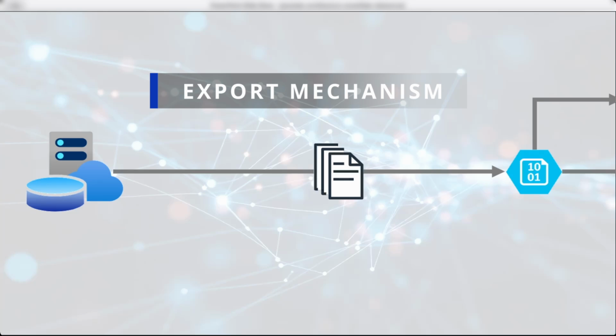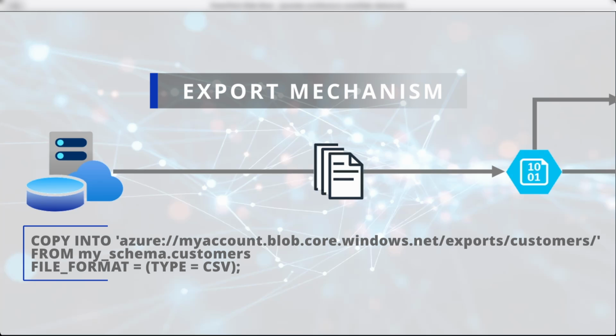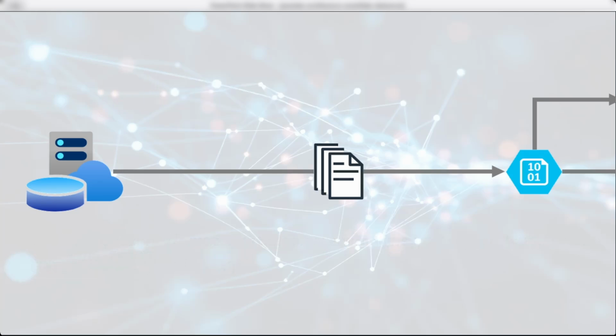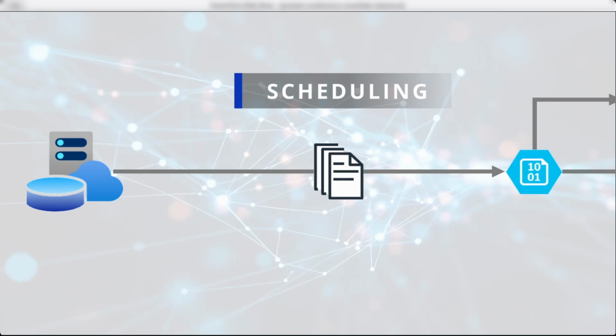For example, Snowflake has the COPY INTO command, which allows you to export data directly to cloud storage in formats like CSV or Parquet files. Scheduling. Exports are typically scheduled to run periodically, like once a day or once an hour, depending on your business needs. This ensures that the target system always has the latest data.